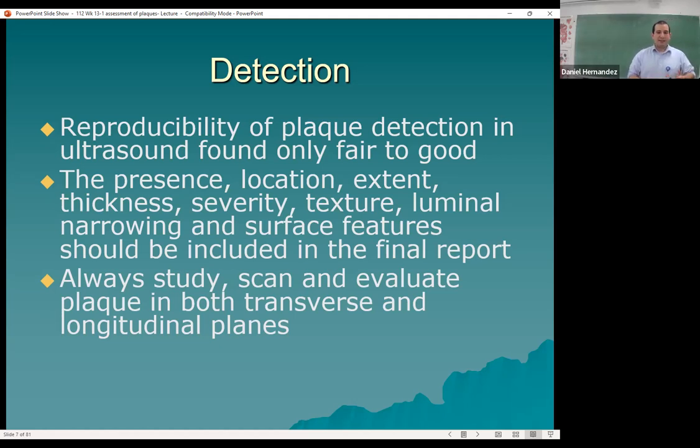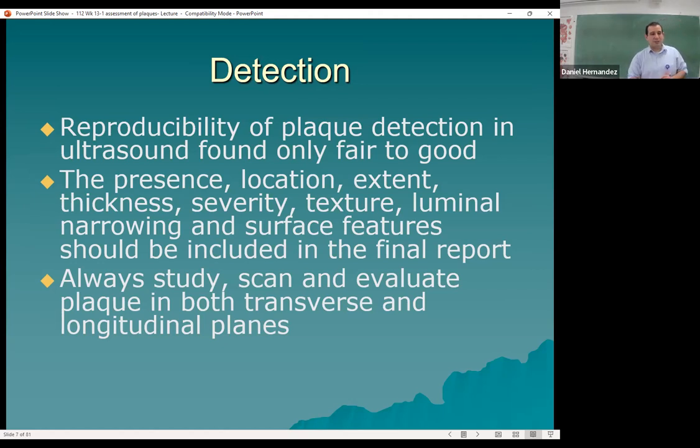We're going to be assessing the texture of that plaque. Is it homogeneous or heterogeneous? Does this plaque look smooth in nature, or do the walls of that plaque look more undulated or ulcerated? Are there any areas within that plaque that could potentially be hemorrhaging or bleeding? Are there areas that look anechoic within that plaque? All this information needs to be included in your report.